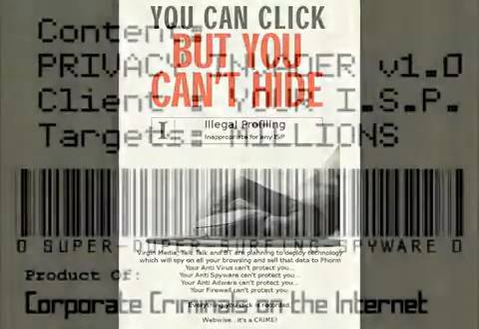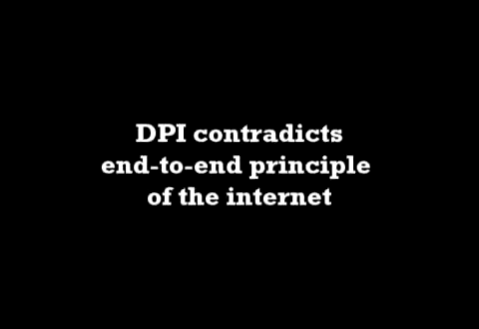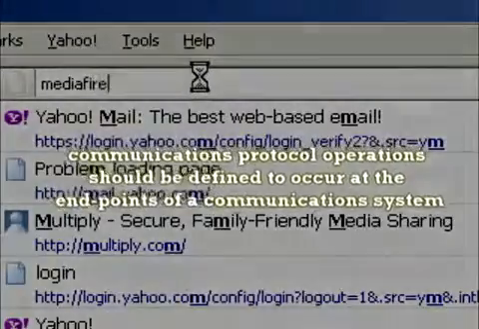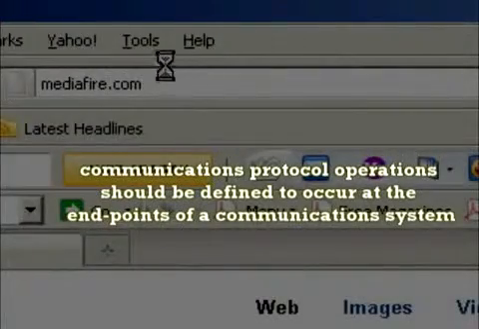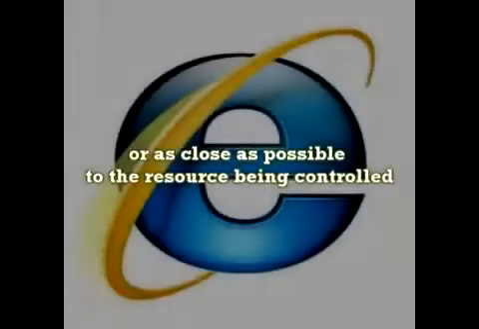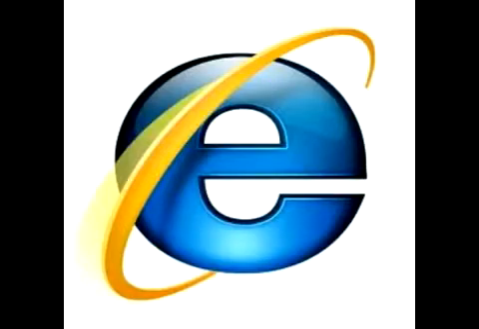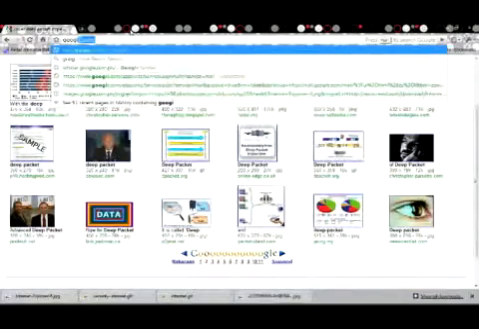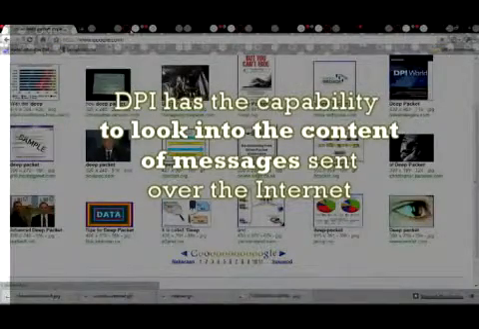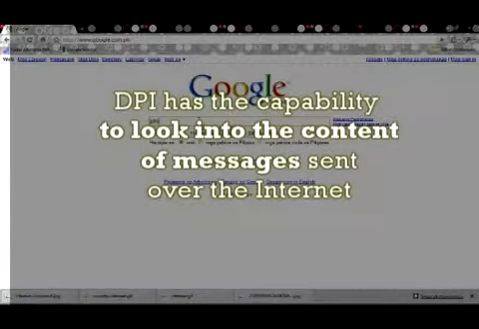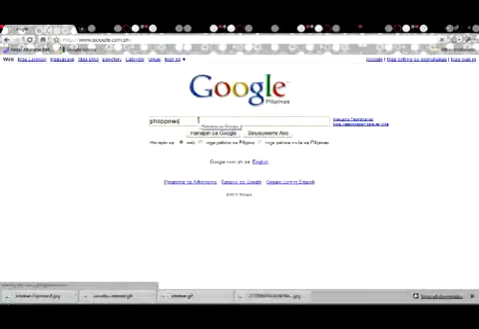There are several issues against DPI. One is that it contradicts the end-to-end principle of the Internet. This principle states that, whenever possible, communications protocol operations should be defined to occur at the endpoints of a communication system, or as close as possible to the resource being controlled. However, DPI can involve the inspection of information sent from one end user to another. DPI technology has the capability to look into the content of messages sent over the Internet, enabling third parties to draw inferences as the messages are being transmitted.